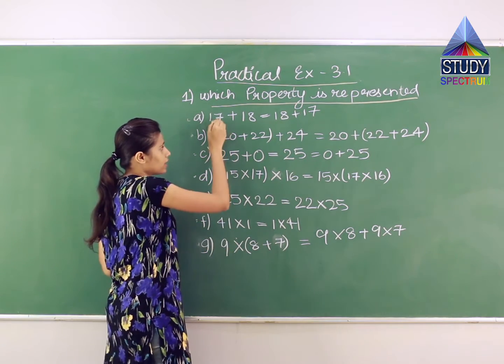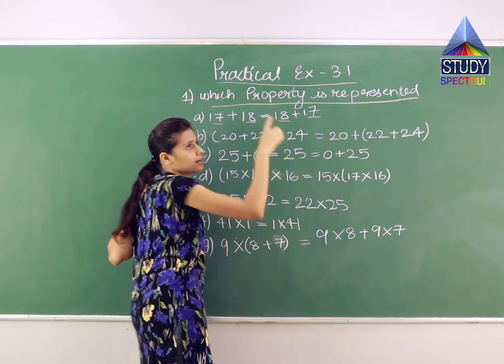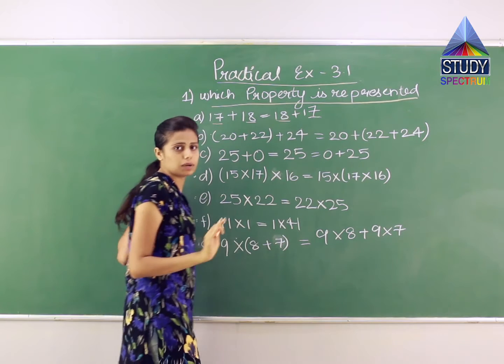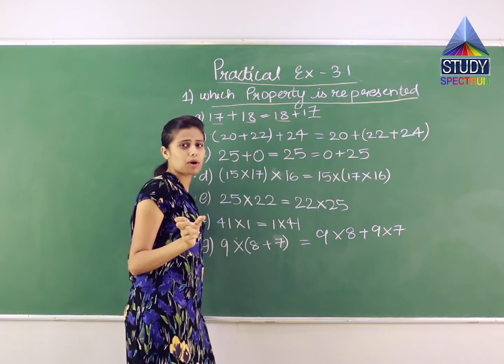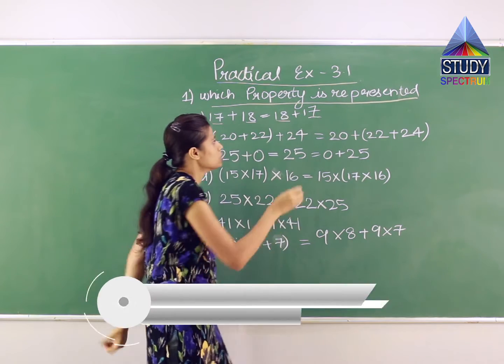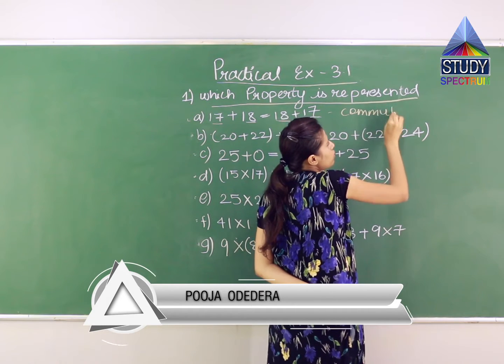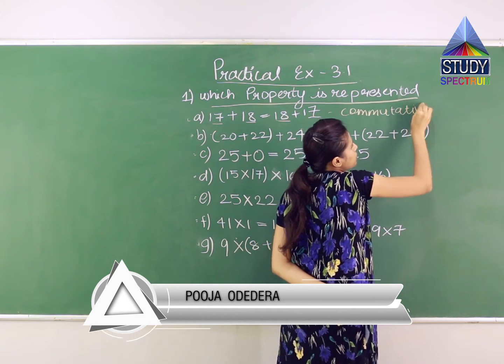The first one says 17 plus 18 is equal to 18 plus 17. Means what? The place does not matter. Tell me which is the property in which the place does not matter. Commutative property, right? So the answer is commutative property.